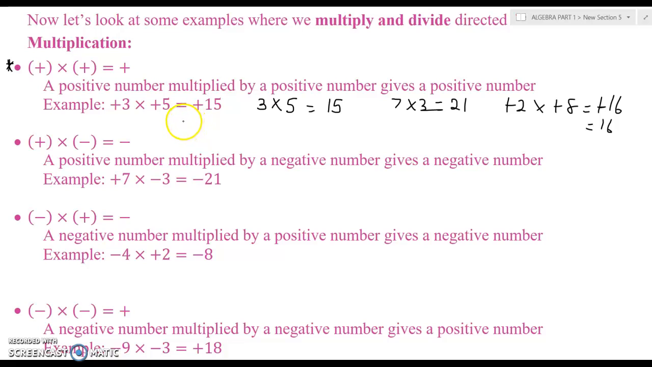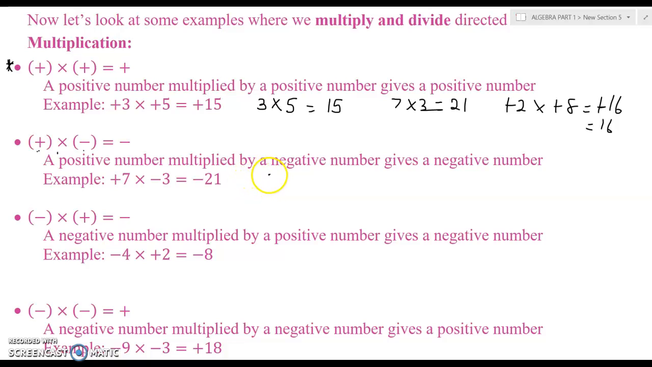So a positive number times a positive number, this is the basics we know already. It gives you a positive number. Let's get the second one. A positive number multiplied by a negative number gives a negative number. When we are multiplying and the signs are different, meaning you have a positive and then a negative, you're going to get a negative number. So positive 7 times negative 3 is negative 21.